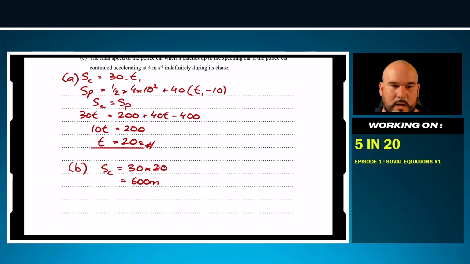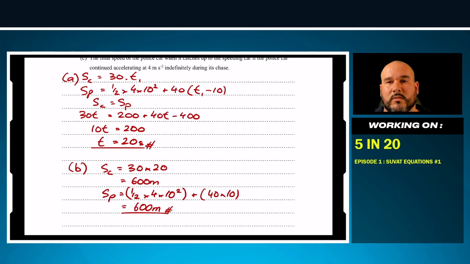Okay, so we'll put our 20 seconds back into our displacement for the police car. So we end up with half times 4 times 10 squared, because it accelerates for 10 seconds, plus 40 outside of 20 minus 10. If it accelerates for 10 seconds and the total duration of its journey is 20 seconds, then it's going at constant velocity for the remaining 10 seconds. Lo and behold, it becomes 600 meters. So the displacement of the car and the displacement of the police car are the same. Awesome. We can rest and fall asleep at night knowing that we've solved the problem correctly.